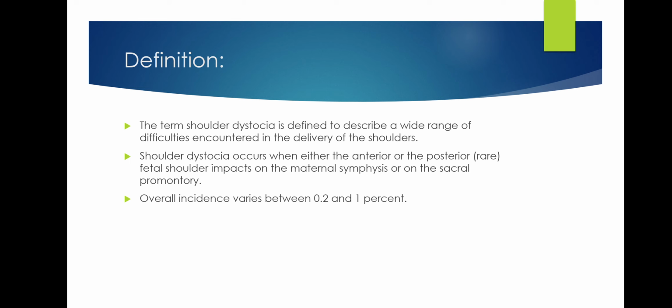So, the term shoulder dystocia is defined to describe a wide range of difficulties that are encountered in the delivery of the shoulders of the fetus. Shoulder dystocia usually occurs when either the anterior, which is the most common, or rarely the posterior fetal shoulder impacts on the maternal symphysis or on the sacral promontory. Then you need to know the overall incidence is between 0.2 to 1%.